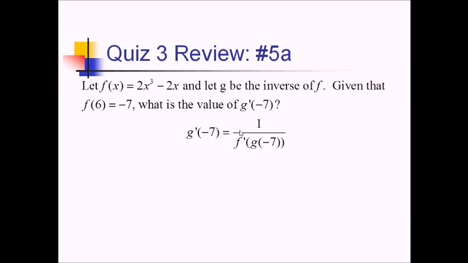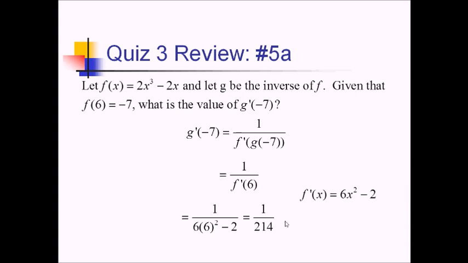So we're really just doing 1 over f prime of 6. Okay, what's f prime? Well, here's f. We just have to take that derivative. So that's going to be 6x squared minus 2. So then I'm just doing 1 over 6 times 6 squared minus 2. 6 squared is 36 times another 6 is 216. Minus 2 is 214, so when the dust settles, 1 over 214.